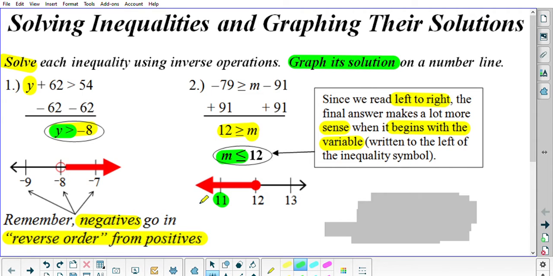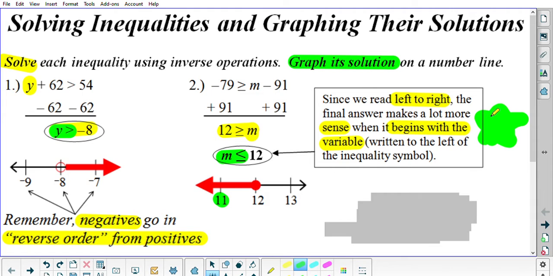I am telling you right now, ladies and gentlemen, students who do not make sure that their final answer has the variable first, they tend to accidentally graph the wrong way, meaning they accidentally shade in the actual opposite direction of where they're supposed to be shading. And this is why I gave this recommendation over here on the right side. You might want to star that in your notes.